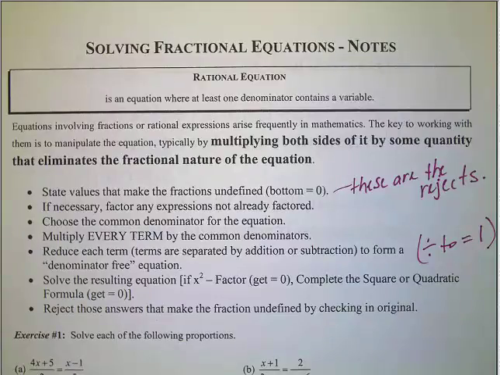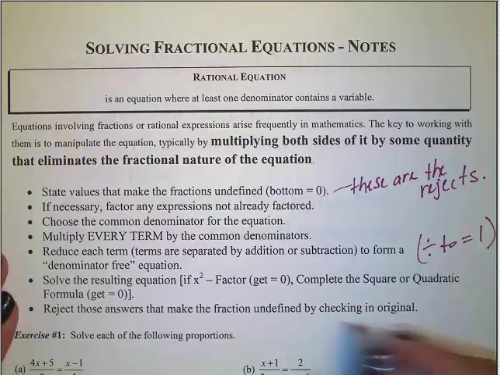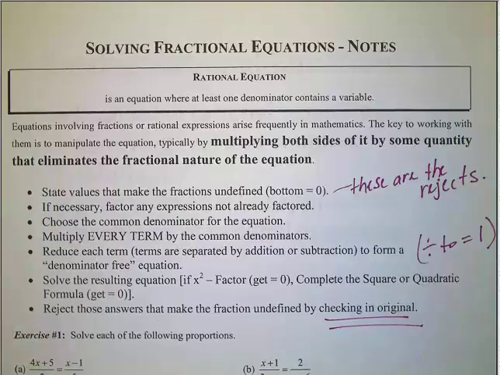Solve the resulting equation. If it's x squared, we have to factor by getting it equal to 0, or use completing the square, or use the quadratic formula. And then we want to reject those answers that make the fraction undefined by checking in the original. All right, so let's get at it. Exercise 1.